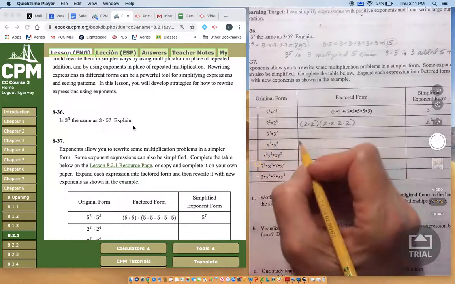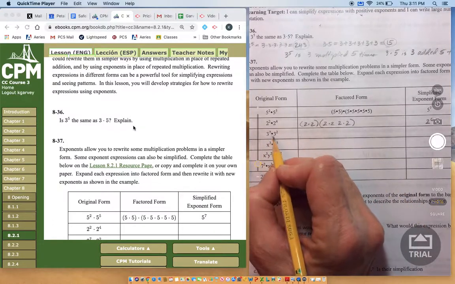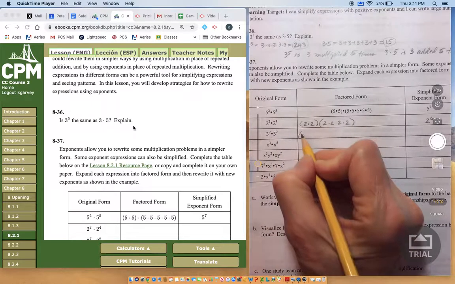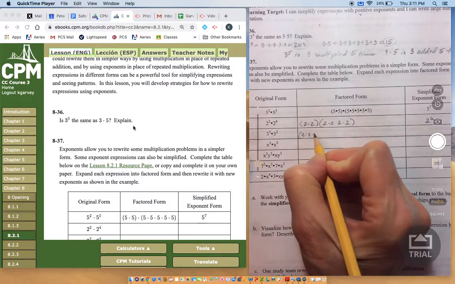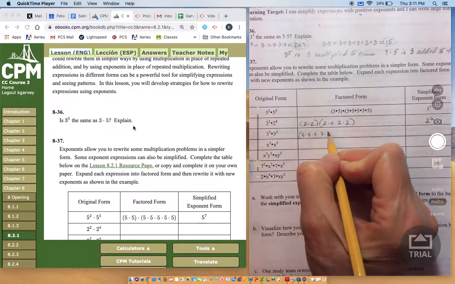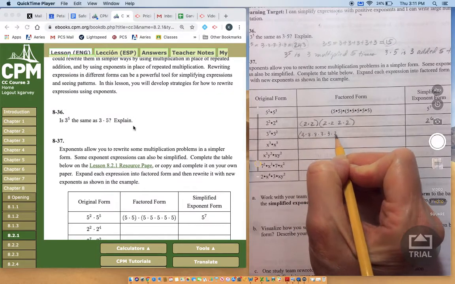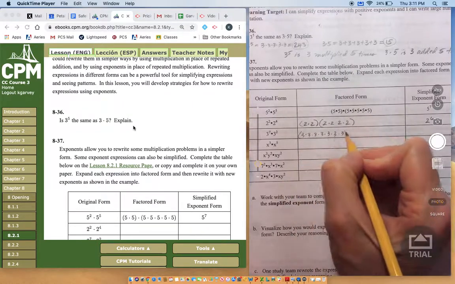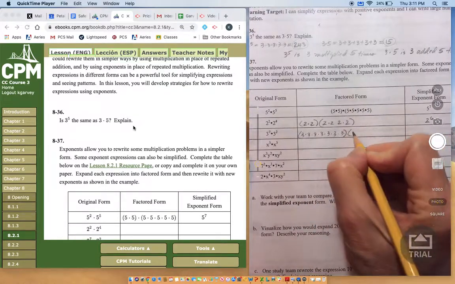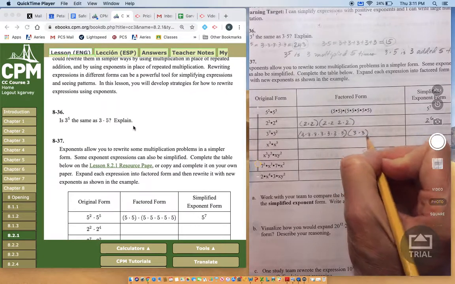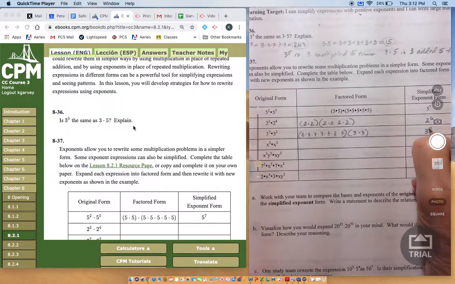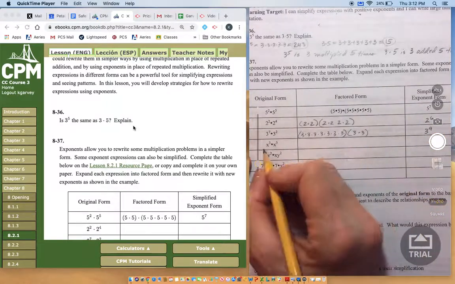Moving on to the next one, 3 to the 7th power times 3 to the 2nd power. 3 times itself 7 times. One, two, three, four, five. 3 times itself 2 times. And then if we add them all up, we get 3 to the 9th power.